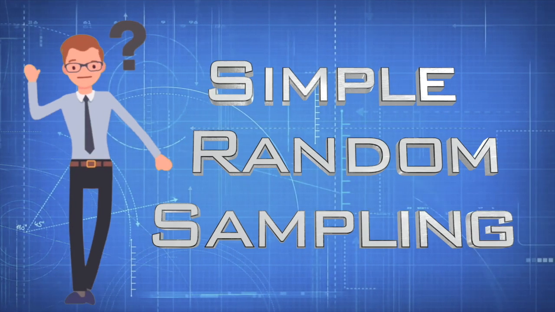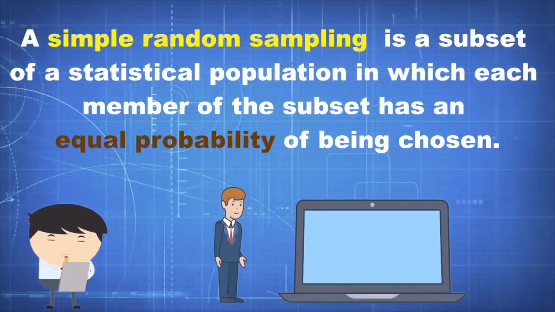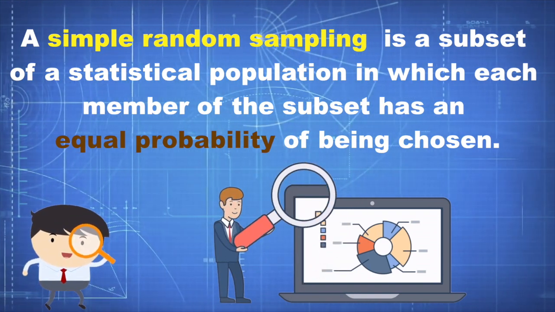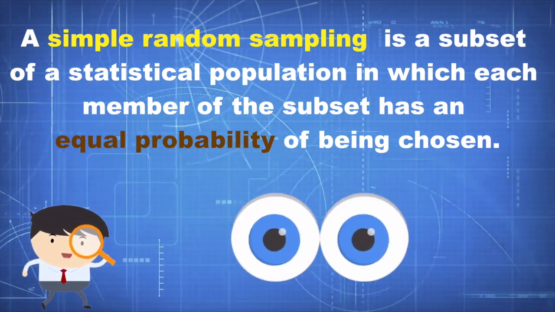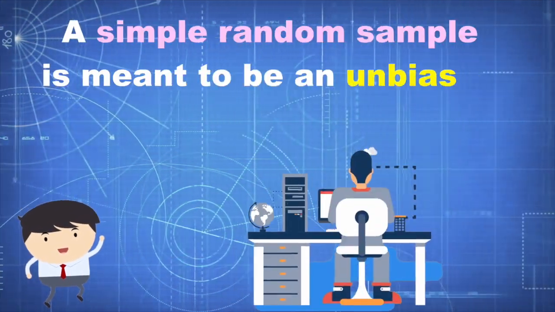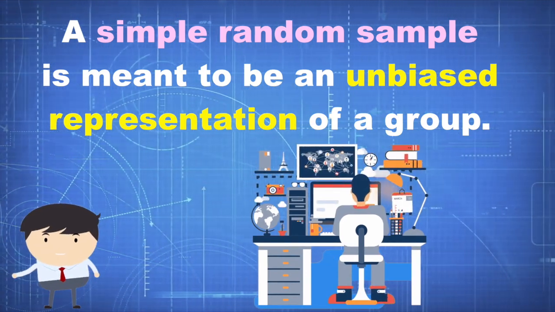What is simple random sampling? A simple random sampling is a subset of a statistical population in which each member of the subset has an equal probability of being chosen. A simple random sampling is meant to be an unbiased representation of a group.